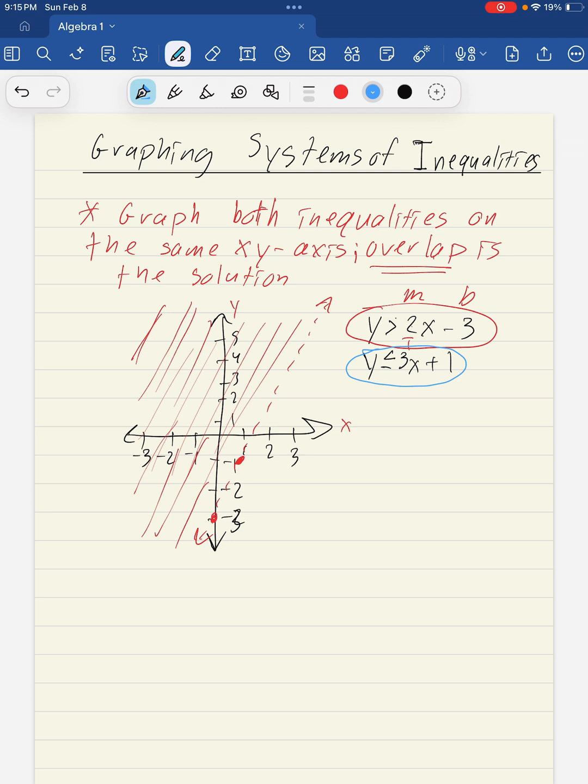Second equation: here's my m, there's my b, put an over 1 there. And then I graph my blue equation just like normal. Put a dot at the y-intercept, which is 1. There's my dot. Move the slope, which is up 3: 1, 2, 3, right 1. Dot. And then I do my line. Is it solid or dotted? Let's check. It is solid. There's a line underneath. So it would look something like this.